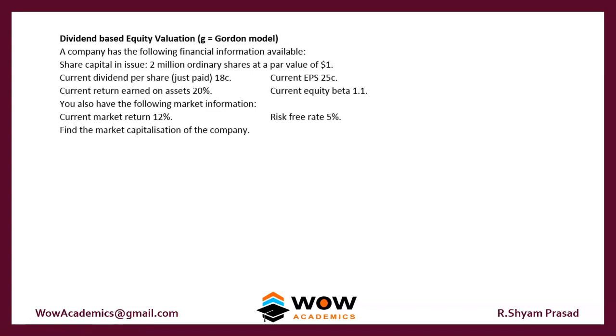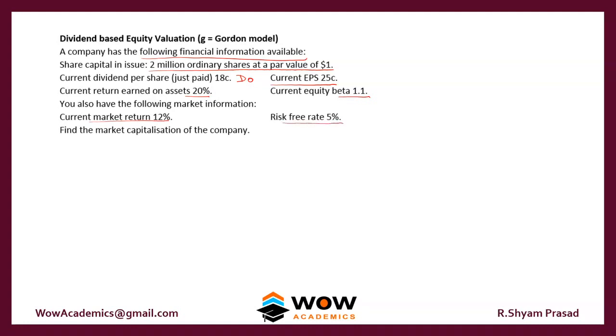A company has the following financial information available. Share capital in issue is 2 million shares at par value of 1. So the company has 2 million shares. The current dividend just paid is 18 cents. So this is the D0. The current EPS is 25 cents. The return on equity is 20%. The equity beta is 1.1, and the current market return is 12%, and RF is 5%.